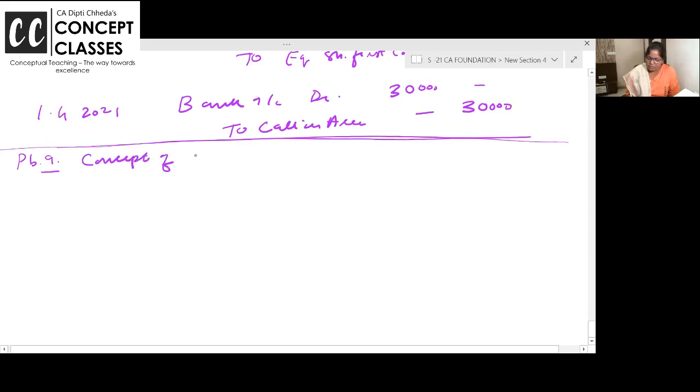Concept of interest paid on call in arrears and interest received on call in advance.